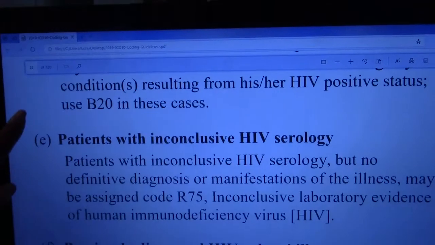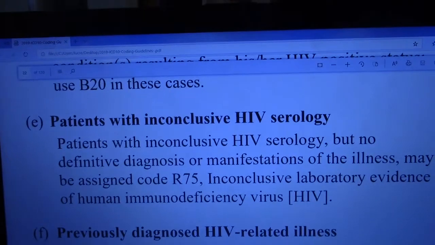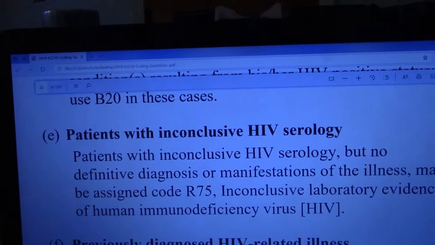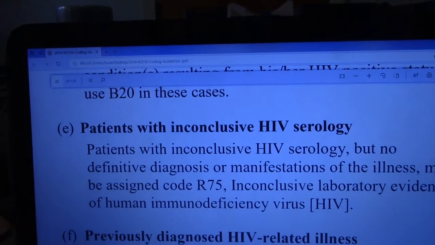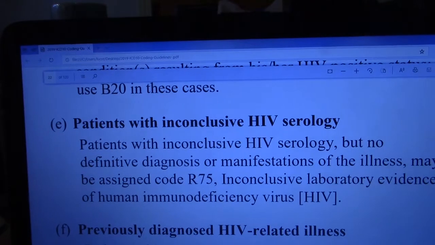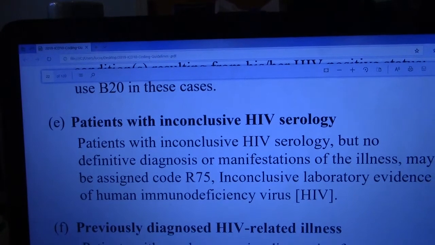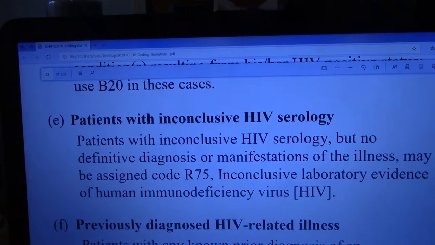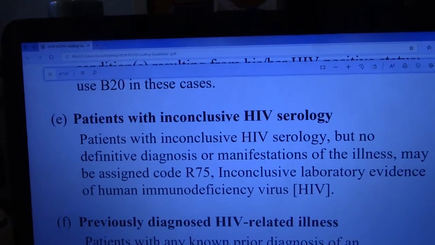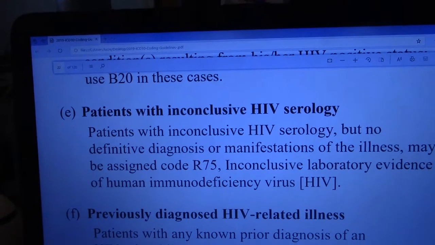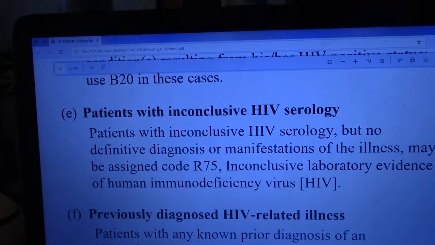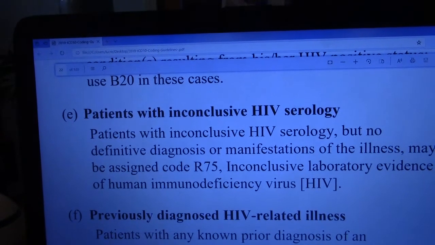And E, patient with inconclusive HIV serology. Patients with inconclusive HIV serology, but no definitive diagnoses or manifestations of the illness, may be assigned R75, inconclusive laboratory evidence of human immunodeficiency virus.